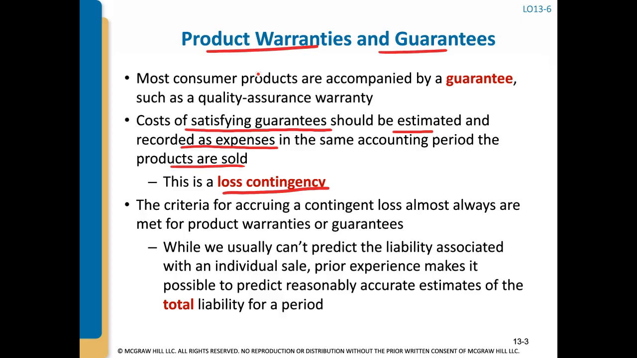So if I sell a car in 2028 for $30,000, in that year 2028, I need to also record a warranty liability of some sort in the same accounting period. The criteria for accruing a contingent loss for product warranties is almost always probable. Although we can't predict what the liability will be, we can make reasonably accurate estimates for the total liability for the period, and that's what we need to record.